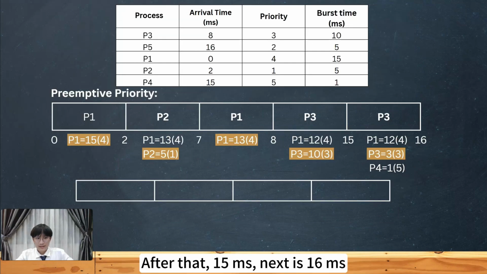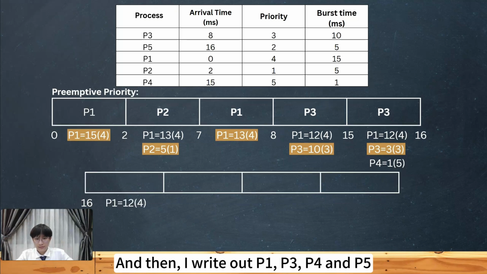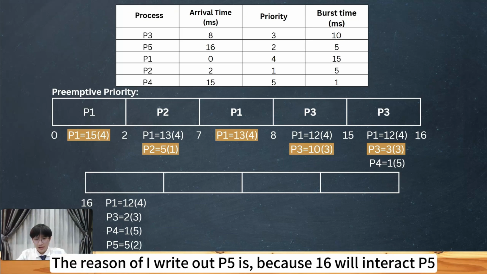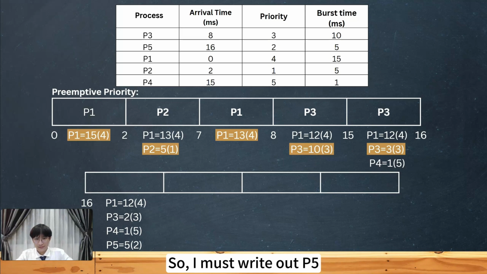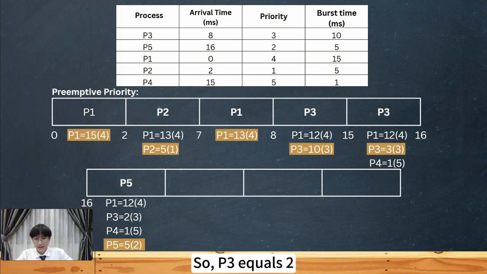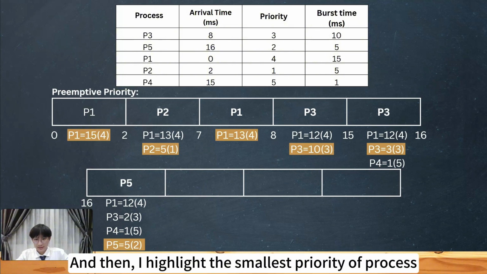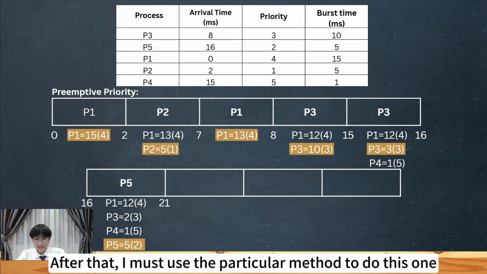After 15 milliseconds, the next is 16 milliseconds. And then I write out P1, P3, P4, and P5. The reason I write out P5 is because the system will interrupt with P5, so I must write out P5. And then I need to update P3. 16 minus 15 is 1, and then 3 minus 1 is 2. So P3 equals 2. And then I highlight the smallest priority number among the processes. So I highlight P5. After that, I must use the particular method to do this one.